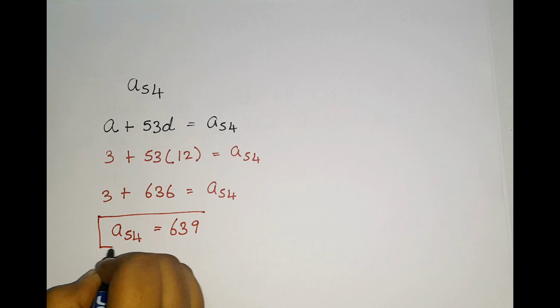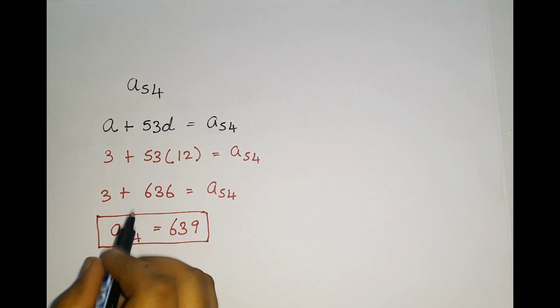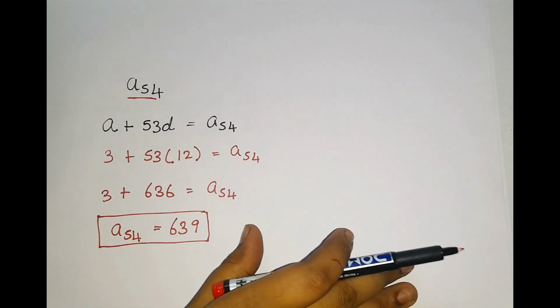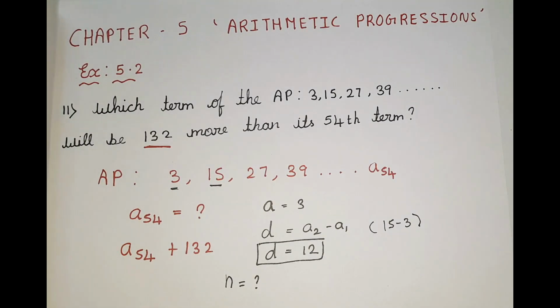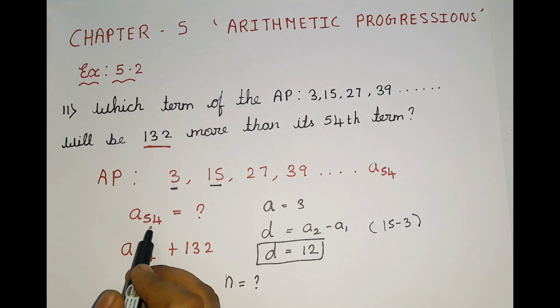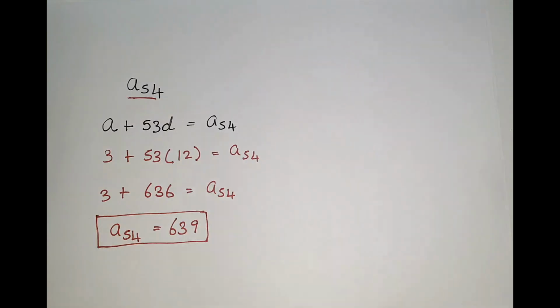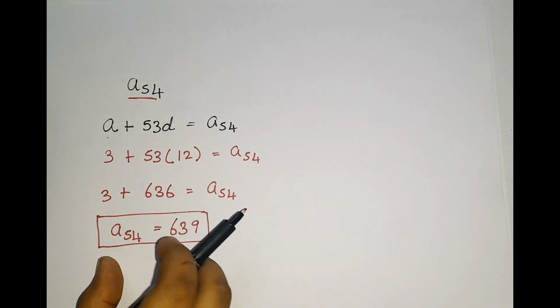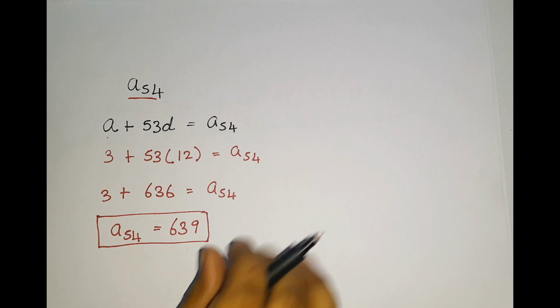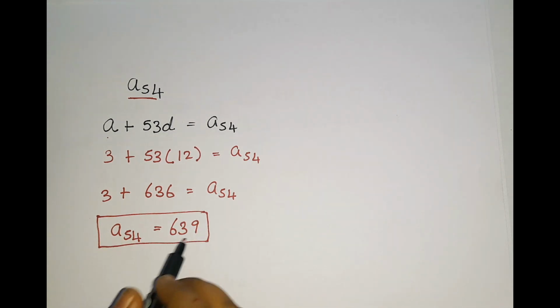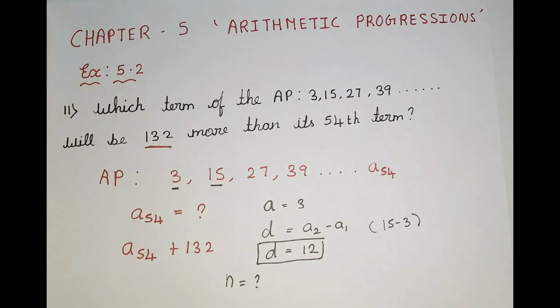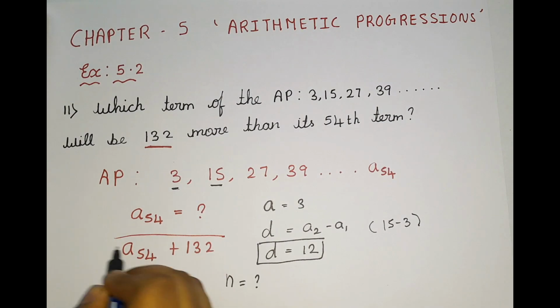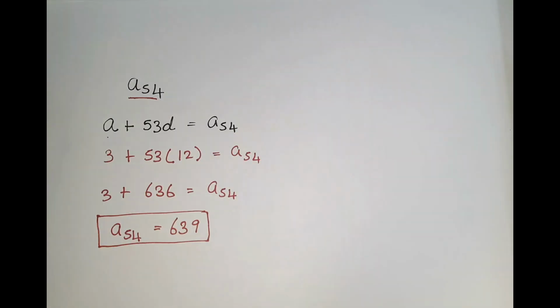So now we got the A54, isn't it? This is how we are supposed to find A54. A54 means in the 54th term we have 639. How did we find it? We had the A value and the D value, substituted the values, and then we got the answer. Now since we got the 54th term as 639, we can substitute that 54th term in this one.